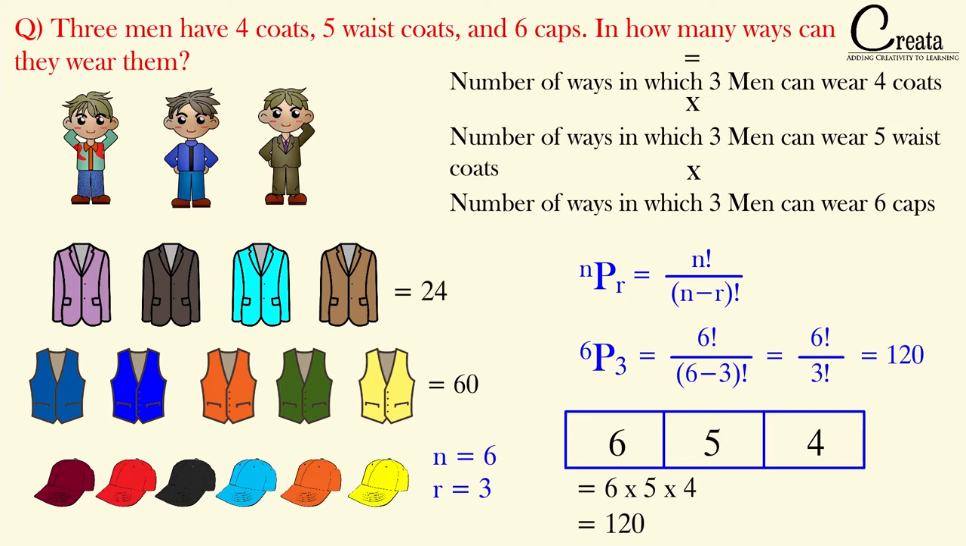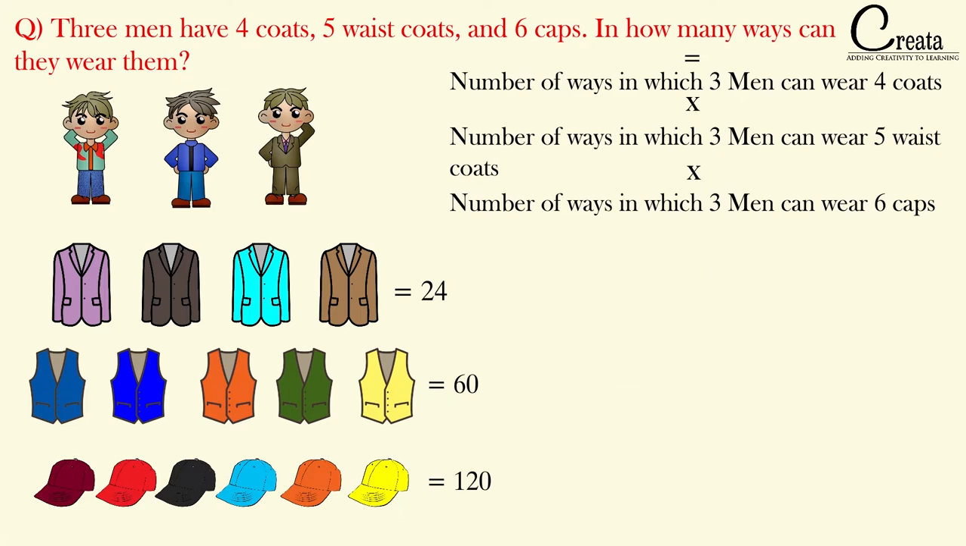Okay. So we got all the values of the three terms in our equation. So we can directly put these values in the equation. We got the answer as 24 into 60 into 120, that is 172800. Got it? This is the answer. That is, this is the number of ways in which the three men can wear the 4 coats, 5 vest coats and 6 caps. Okay.